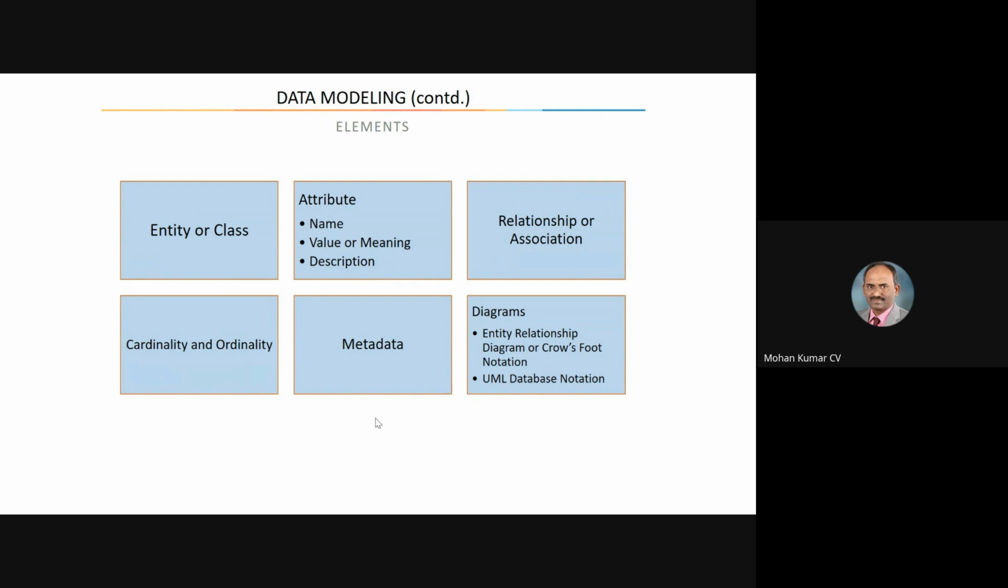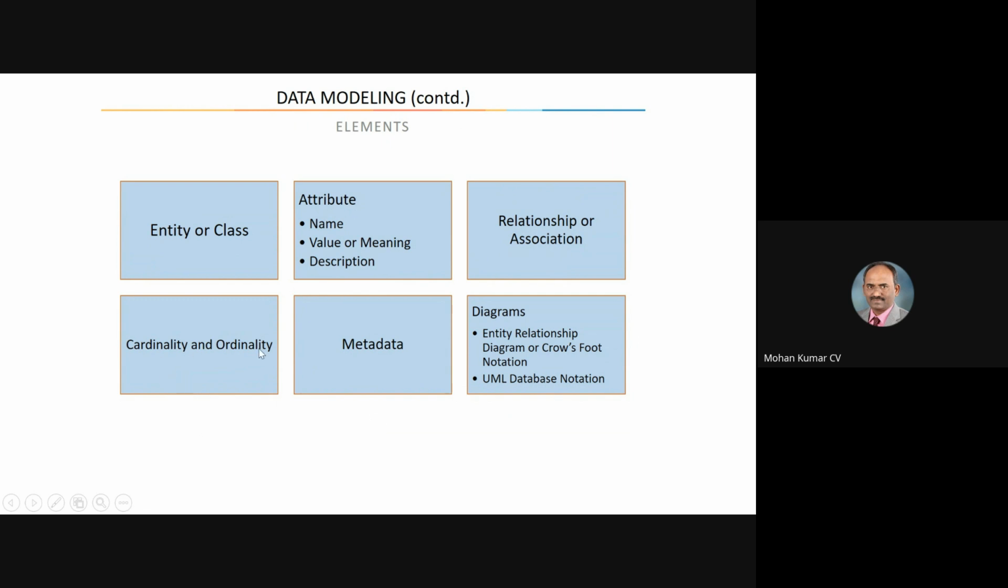Data modeling elements: entity or class, attribute, name, value, or meaning. Attribute basically means that for each entity, you can have a name, you can have an alias if required, a description or whatever. All of those are attributes, and the relationship or association is another element.